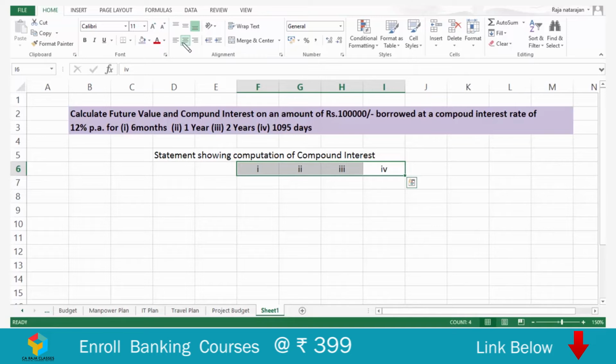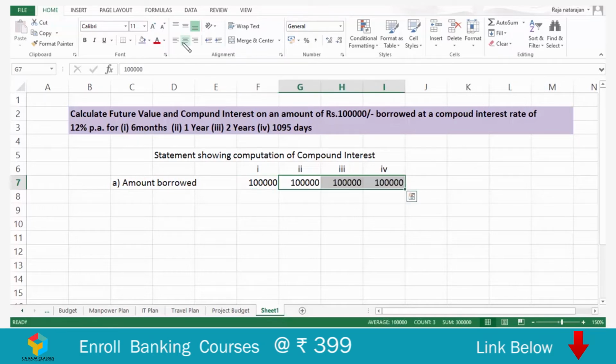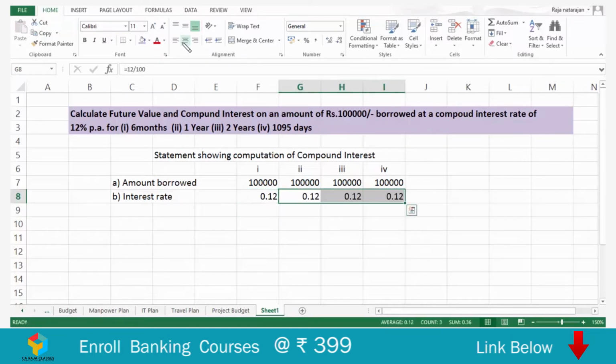What is the amount that is going to be borrowed in all the scenarios? I'll write the amount borrowed in all the 4 scenarios. In all the 4 scenarios, the amount borrowed is 1 lakh, so let me copy that for all 4. Now the interest rate is going to be 12% in all the 4 scenarios, so it's 12 divided by 100, which is 0.12, and this is the same in all the 4 scenarios.